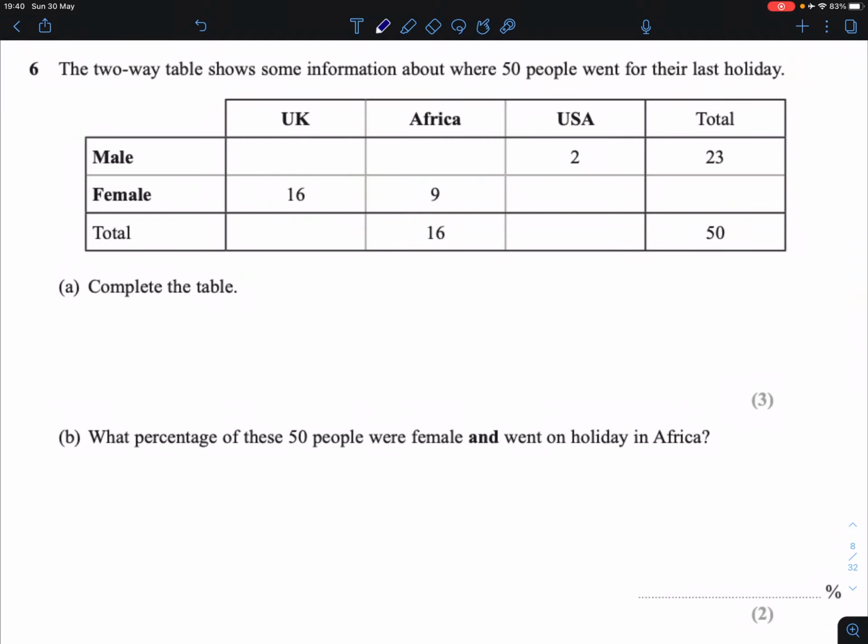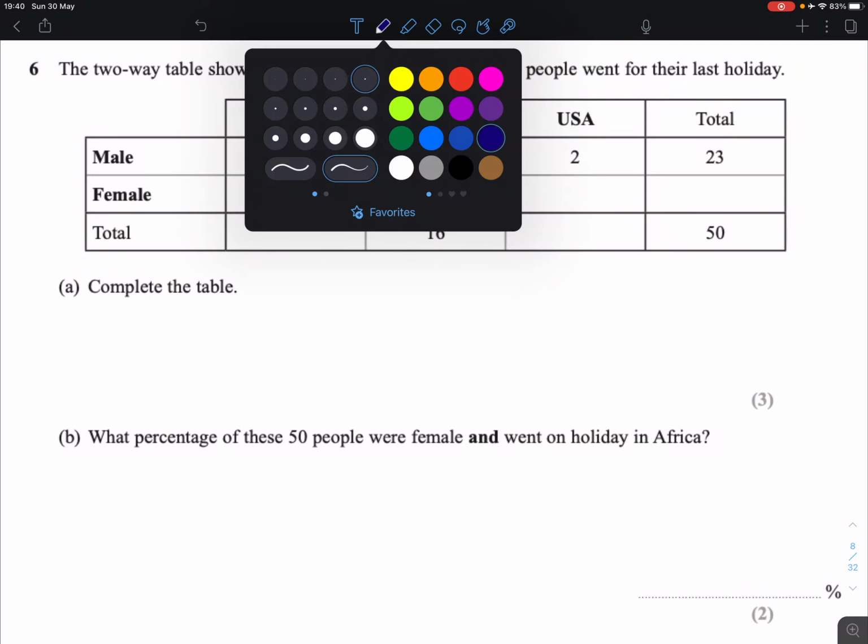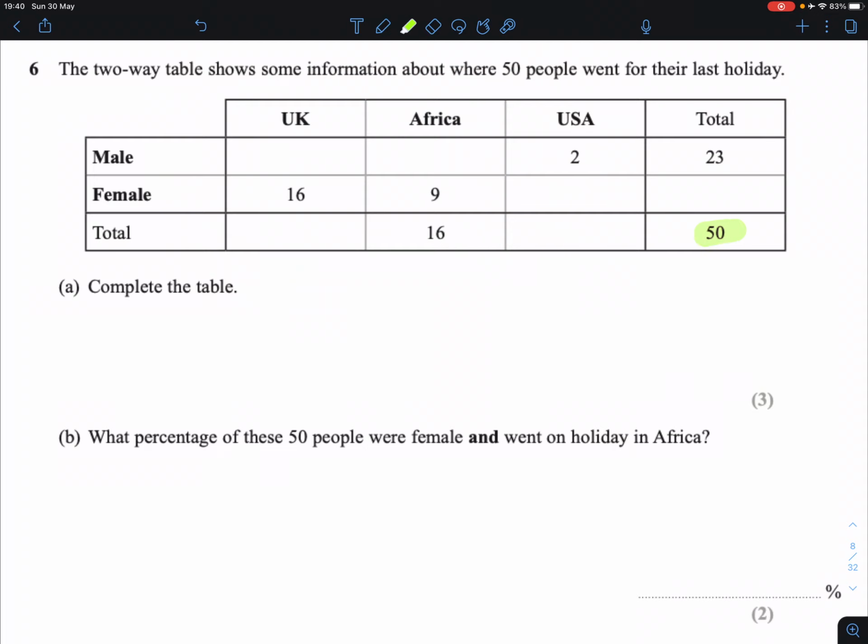Question 6. The two-way table shows some information about where 50 people went for their last holiday. So we have our male and female as two options down the left here, and along the top we have the three countries, UK, Africa and USA. We then have this total row and this total column at the end, and our grand total of 50 in the bottom right. So just to highlight that, 50 is this total of 50 people.